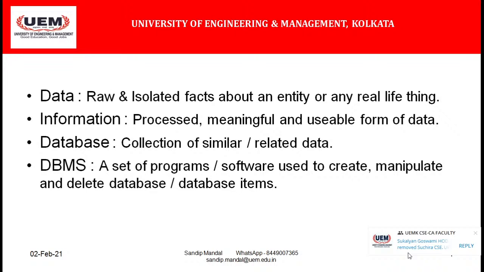So what is the definition of information? The definition of information is that it should be processed, it should be meaningful, and it is a usable form of the data. It means this can be used to identify a particular person or to record this particular person. So whenever data can be used in a usable format, in a meaningful way and in a processed manner, then it is considered as the information.